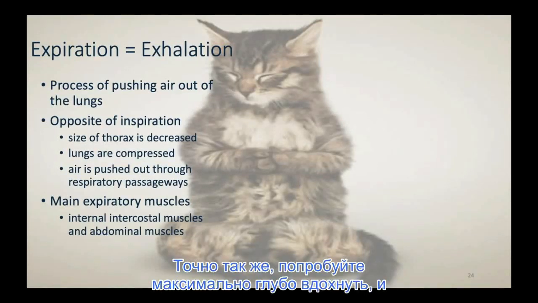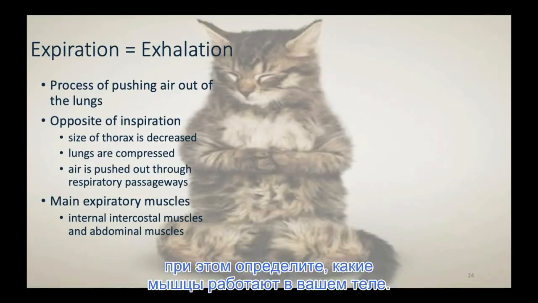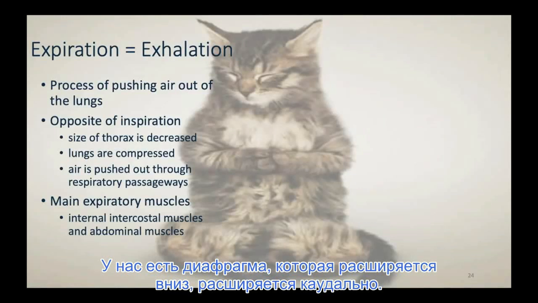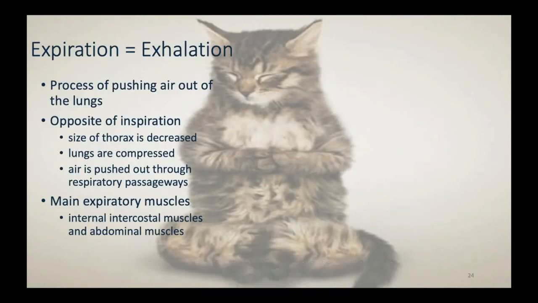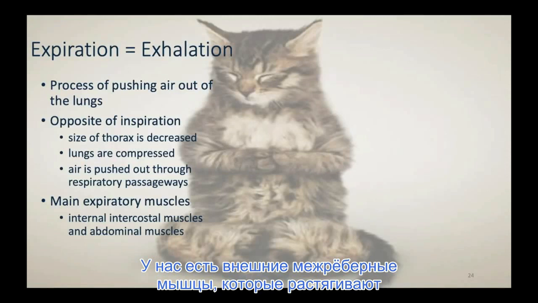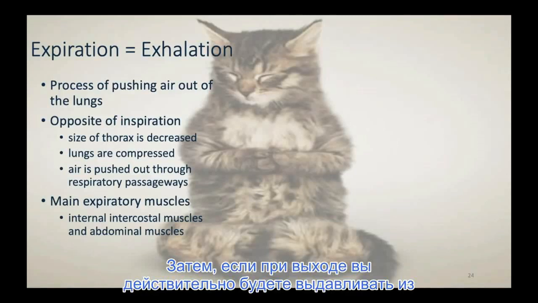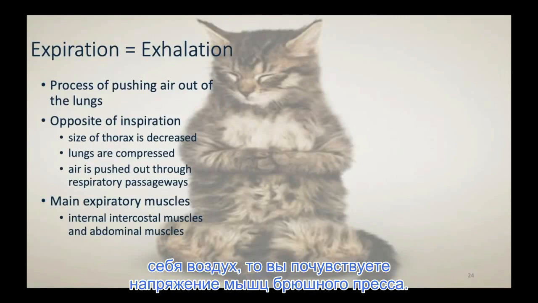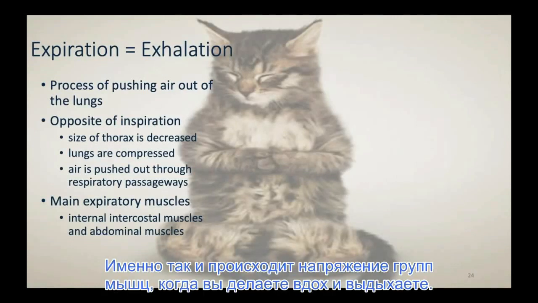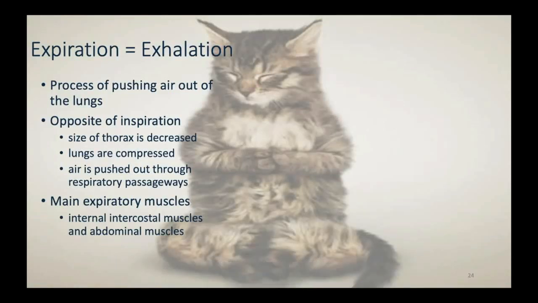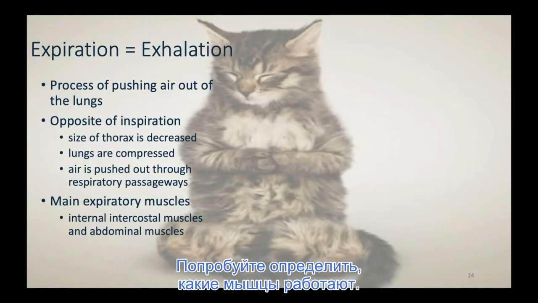Likewise, take a big breath in, giant breath in, and try to identify the muscles that are working in the body. So we've got the diaphragm that is extending downwards, extending caudally, and we have those external intercostal muscles that are pulling the rib cage out, so pulling the rib cage laterally. Then during expiration, if you really push that air out, you'll start to feel your abdominal muscles engage. So that's a way, when you're thinking about it for tests, if you're being tested on the material, actually take a breath in and then push a breath out and see if you can identify some of the muscles that are at work.